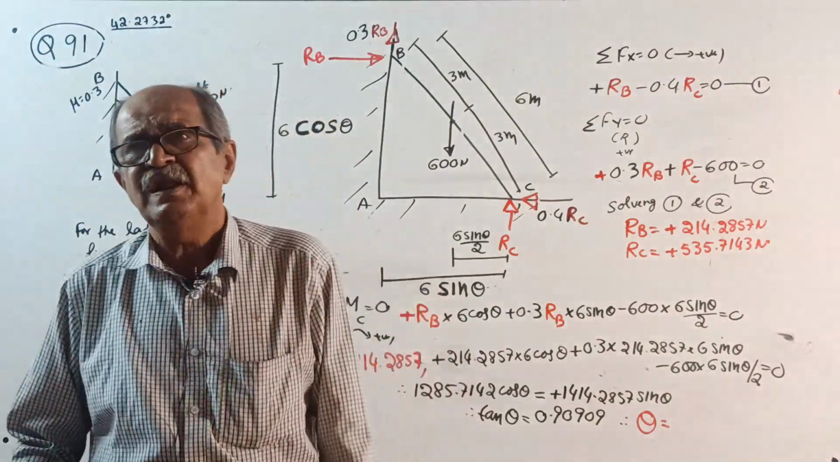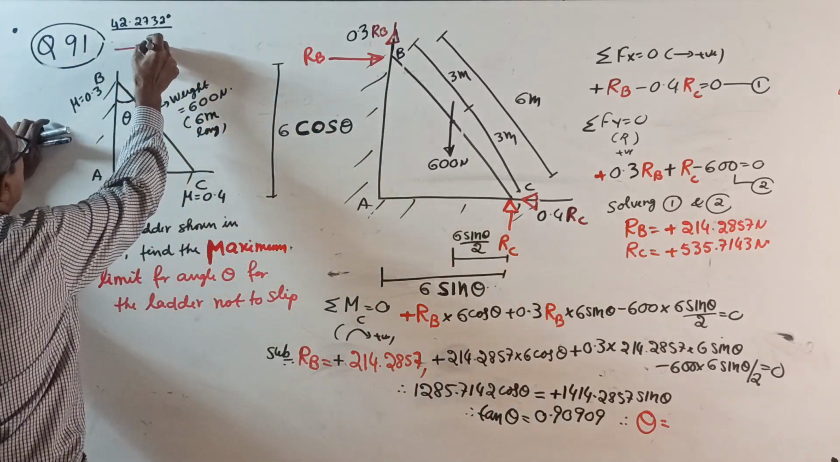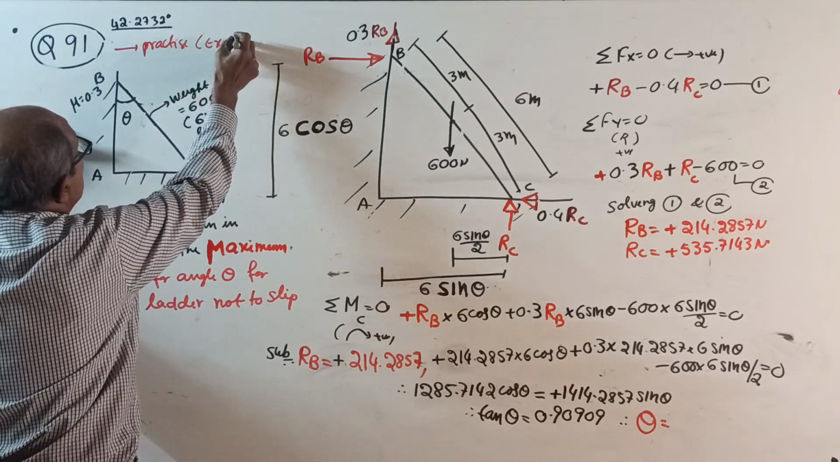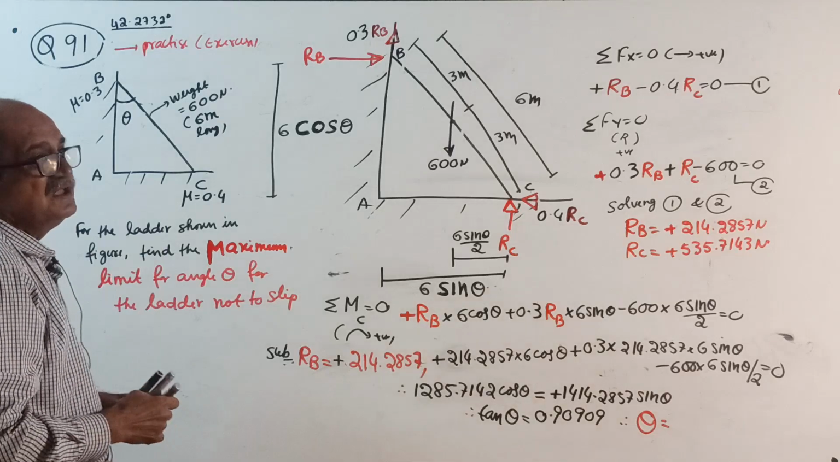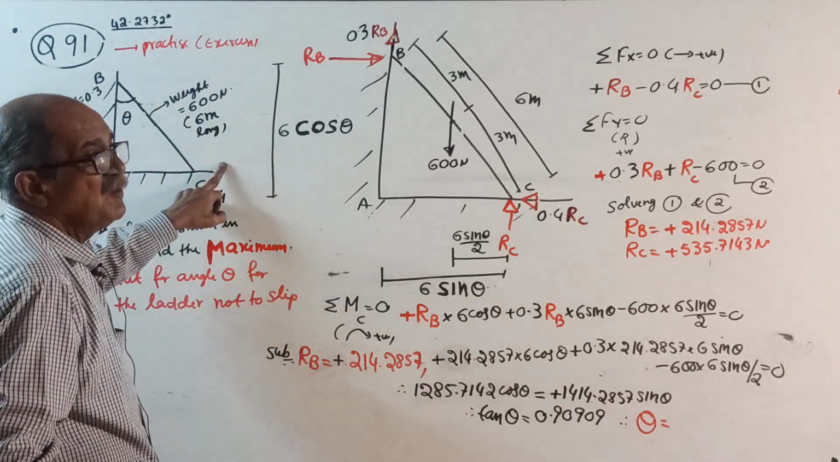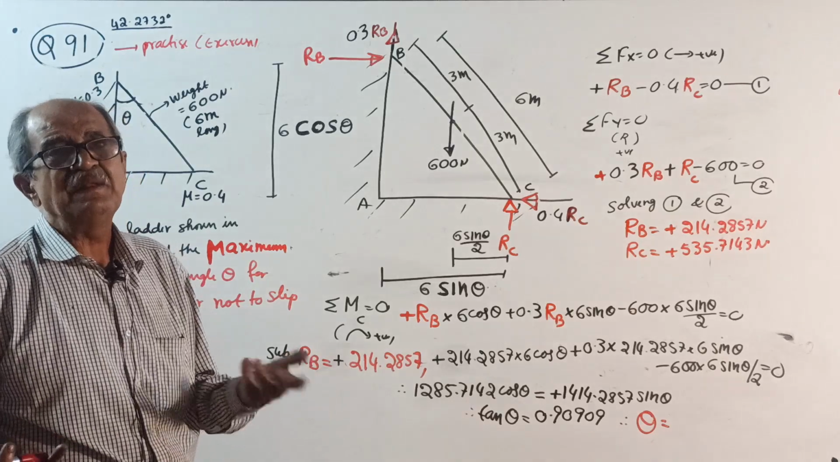Question number 91. This is your practice question or exercise. Very briefly I'll solve. Same as last time's question. Last time length was not given, weight was not given. This time it is given. It does not matter because it cancels.